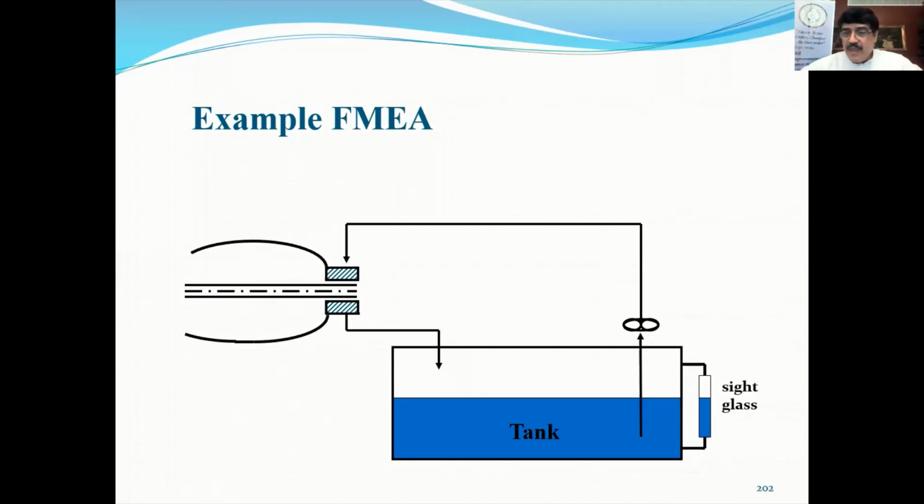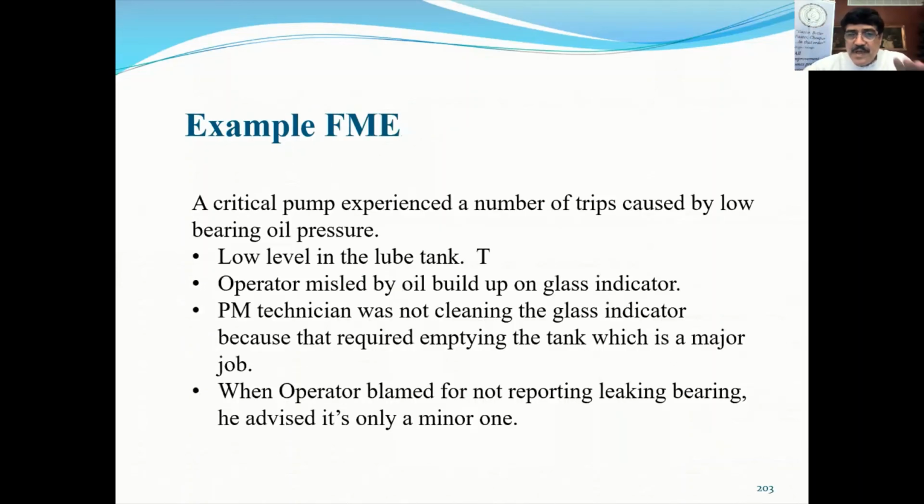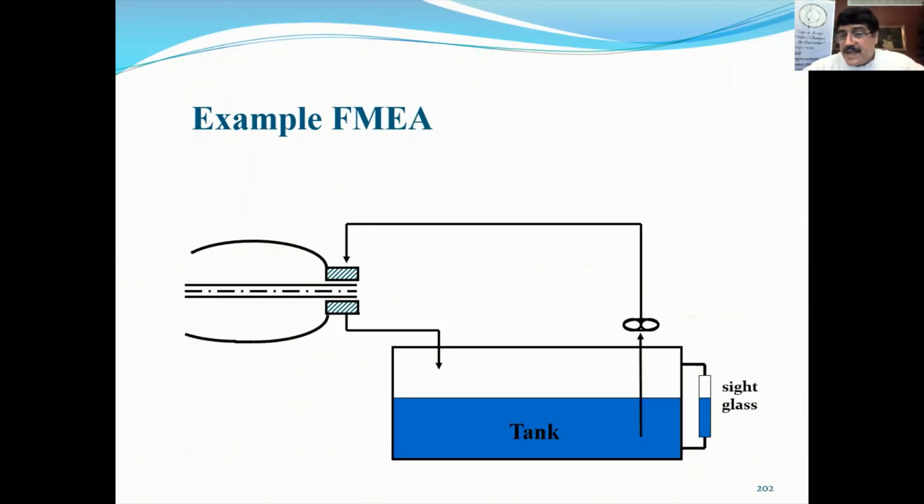So now we want to generate an FMEA for this process, but let's look at this. The low level in the lube oil tank, as we said: the operator was misled by buildup. See, this glass, because it's oil and hot, sometimes you cannot see through it. So when the operator was asked, why are you not checking the oil in the tank? He said, well, I can't see it. It's all dirty with oil, and with the sun, I couldn't see it. So he was misled by the reading.